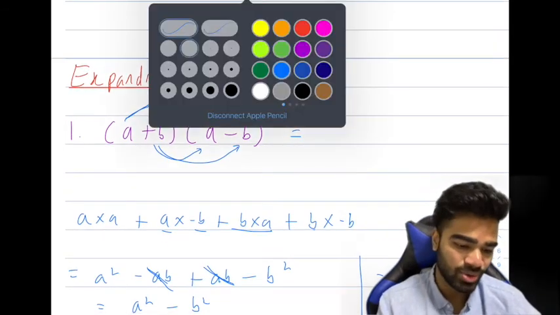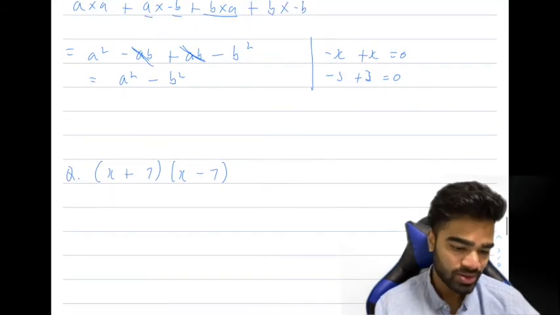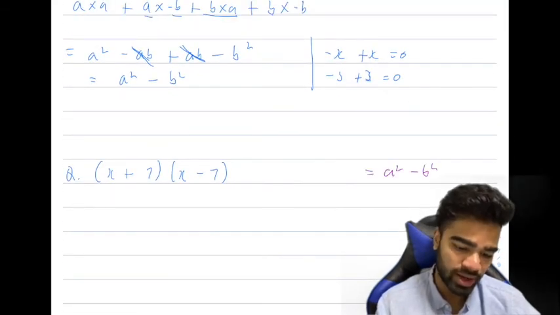And that's it, guys. That's the rule. So a plus b times a minus b is a squared minus b squared. That's the rule. So it's really simple right here. A squared minus b squared. Right? So let's do it.